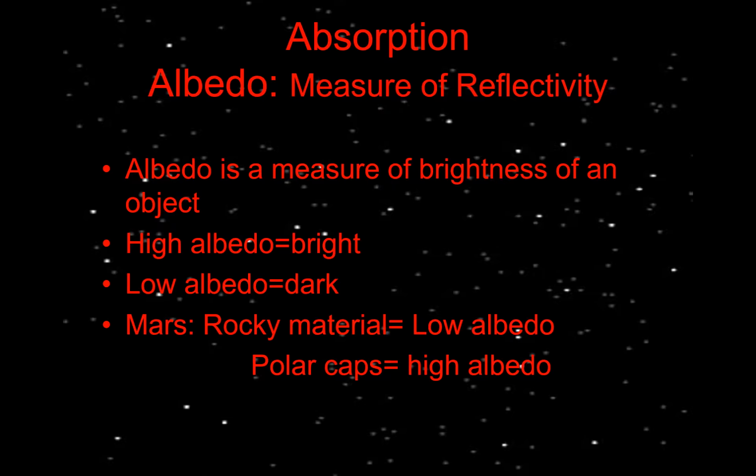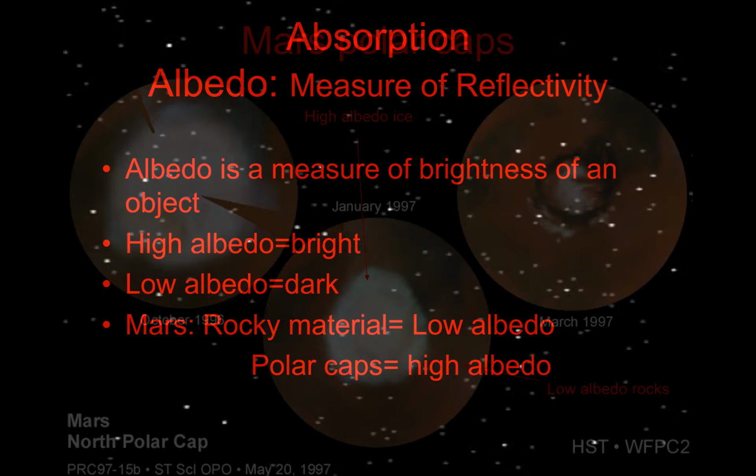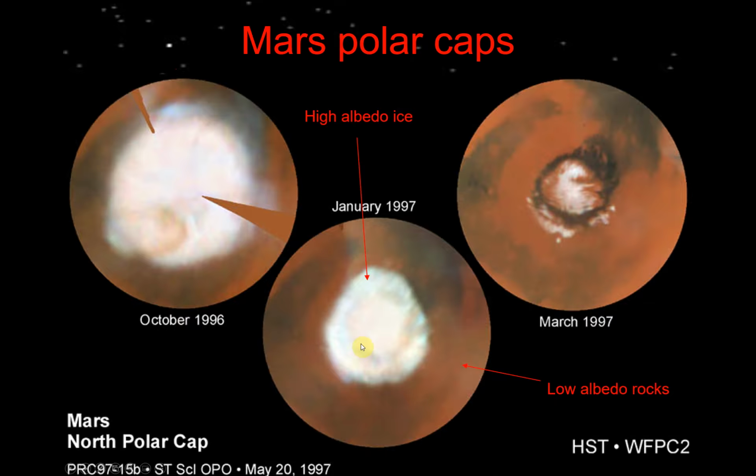So when we're looking at other planets, we can often talk about them in terms of albedo. Albedo is a measure of brightness of an object. High albedo is a bright object, low albedo is a dark one. So take something like Mars, if we're to look at its polar caps. The low albedo stuff is essentially the rocks. The high albedo is the polar caps. So when we look at Mars, here we can see the bright polar caps very, very clearly as they're reflecting more radiation into space than the rocks around them. The rocks around them are absorbing radiation.